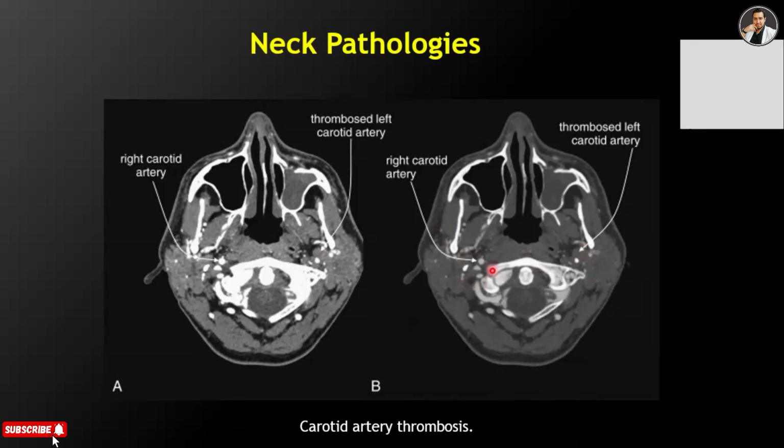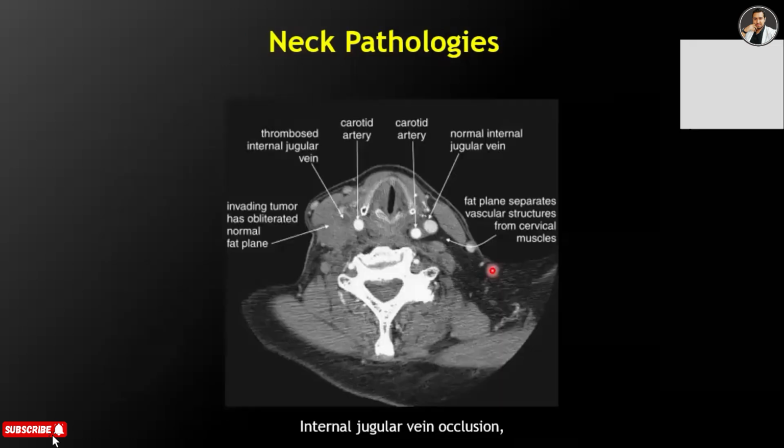And the internal jugular vein occlusion. So here we can see the normal internal jugular vein on the left side. And on the right side we can see the carotid artery. But no jugular vein is seen. Because the jugular vein is occluded or thrombosed.